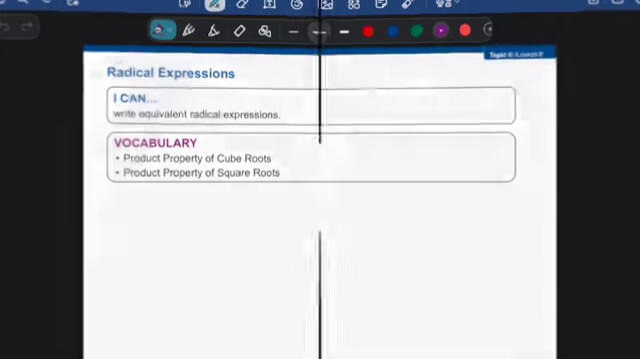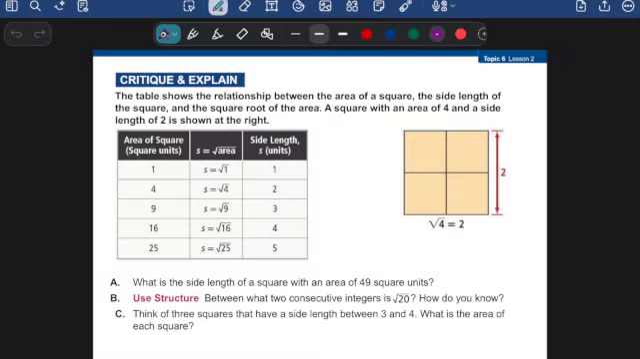of square roots. For the critique and explain, we have this table showing the relationship between the area of a square and the side length of a square and the square root of the area. Okay, a square with an area of 4 and a side length of 2 is shown on the right. So it makes sense. If the side length is 2, then the total area is going to be 4, right? And the side length is just represented as the square root of the area.